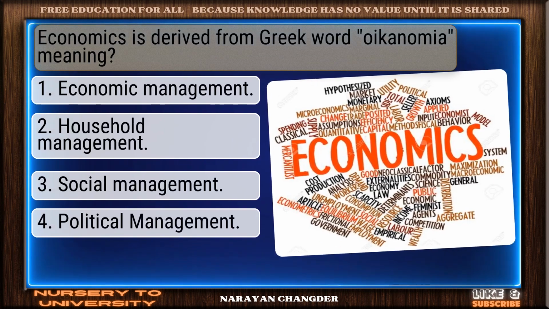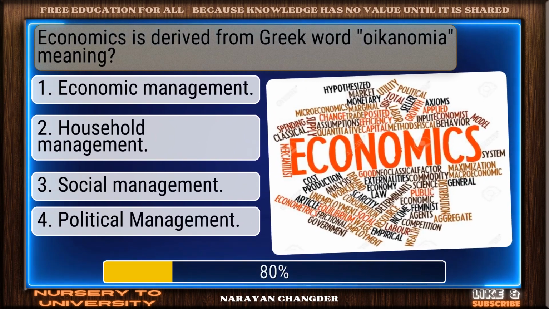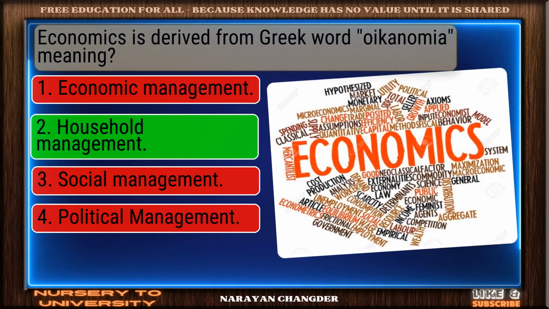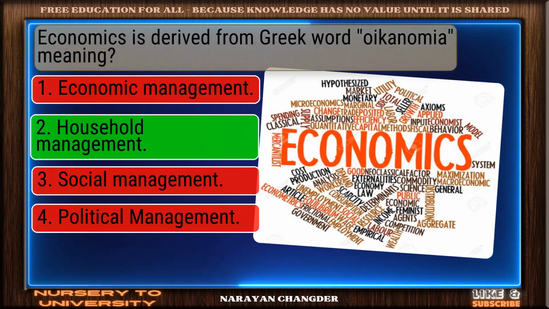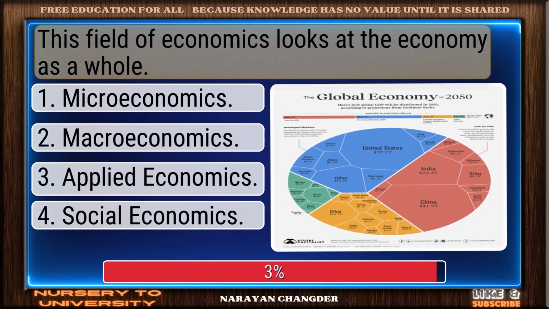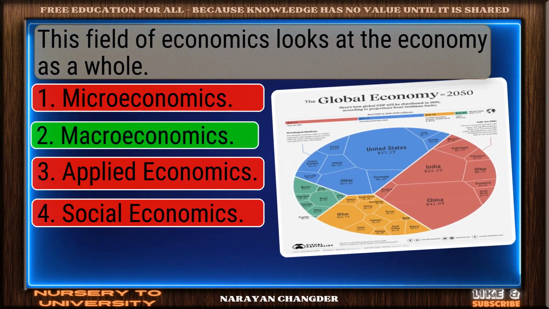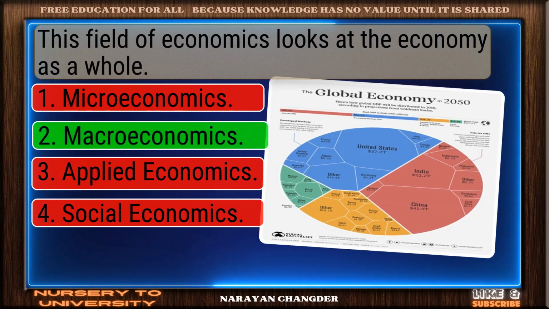Economics is derived from Greek word oikonomia, meaning. Correct. Household management is the right answer. This field of economics looks at the economy as a whole. Smart pick. Macroeconomics is the correct choice.